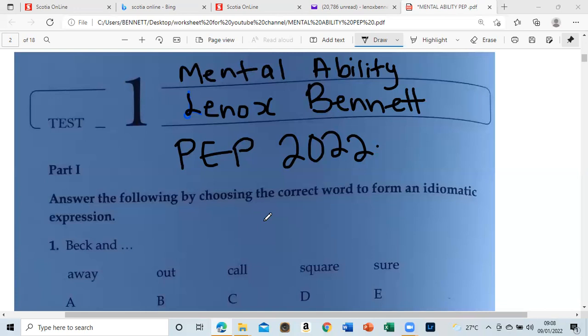What I want you guys to do is to read and do the question before we have the answer. So question 1 says, we're going to be matching one of these words with this. Back and, is it away? Is it out? Is it back and call? Is it back and square? Or is it back and sure? If you said back and call, you are correct. Congratulations.